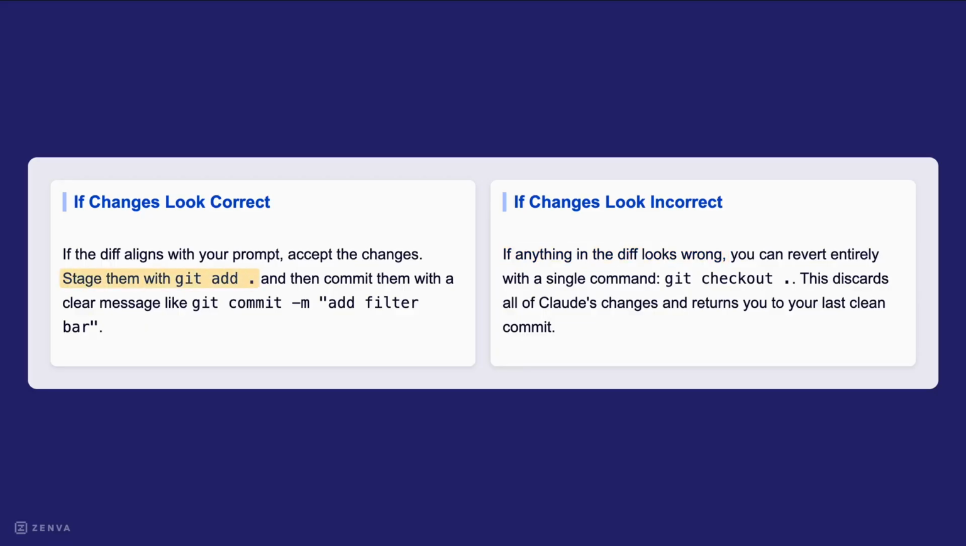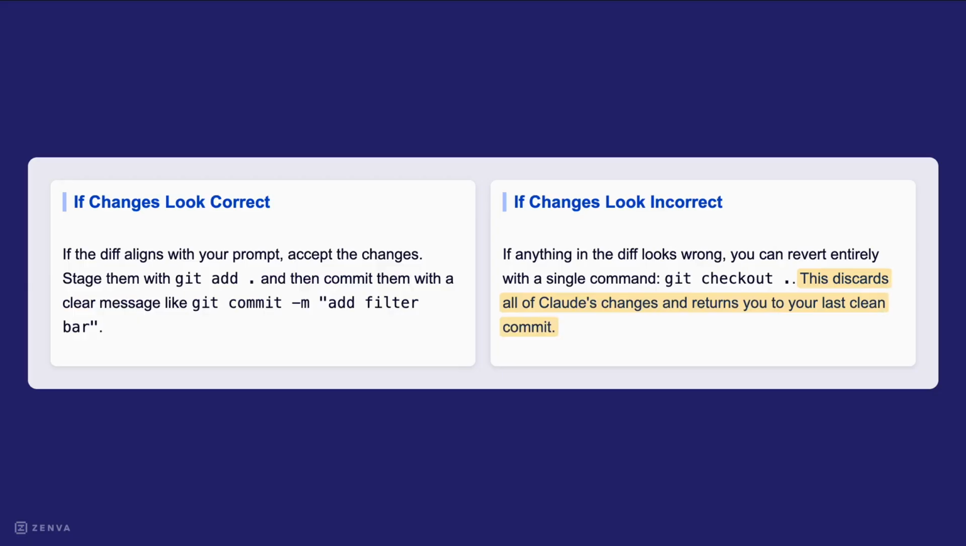To accept the work, you first stage the changes. You can do this with git add, which tells Git to include all the changes in the next snapshot of your project. To reject the work, you can use git checkout to instantly undo all the changes Claude made. Once staged, you save the good work by committing it with a clear message. This makes a new restore point in your project's history that includes Claude's work.